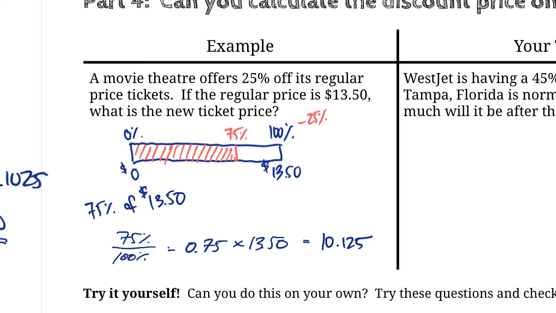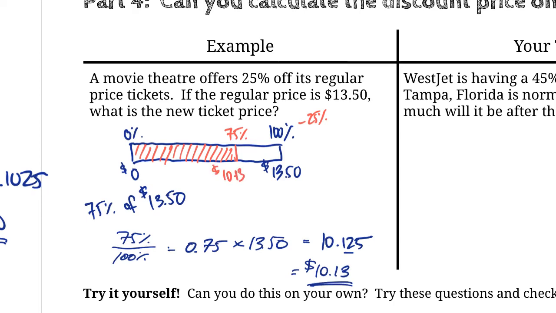$10.125. Again, when we're working with money, we like to do 2 decimal places, right, to the nearest cent. So we're going to round that $10 and 0.125 to $10.13, right? So that's it, which makes sense. It's less than $13.50, right? So we can put the $10.13 in there.